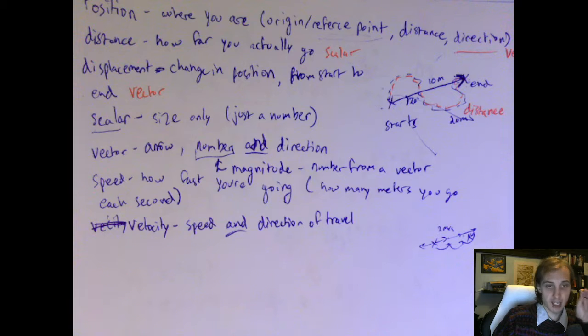So speed doesn't care about where you're going. It just says you're going this far. Velocity cares about where you're going. It's saying you're going to here. That should be ringing some bells off of displacement and distance, because distance is just saying this is how far you went, and displacement is saying you went from here to here. It gives you an actual location.